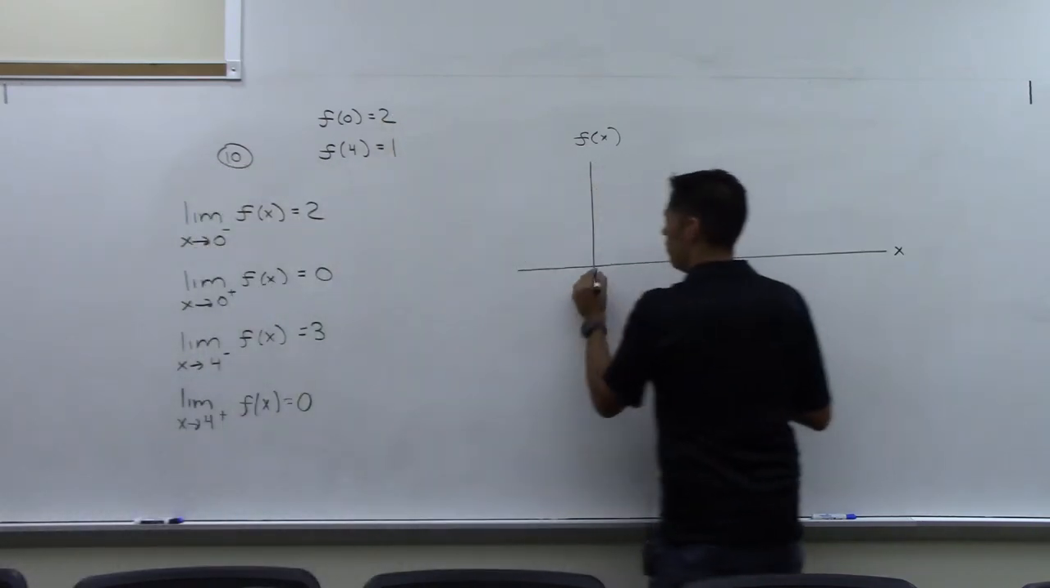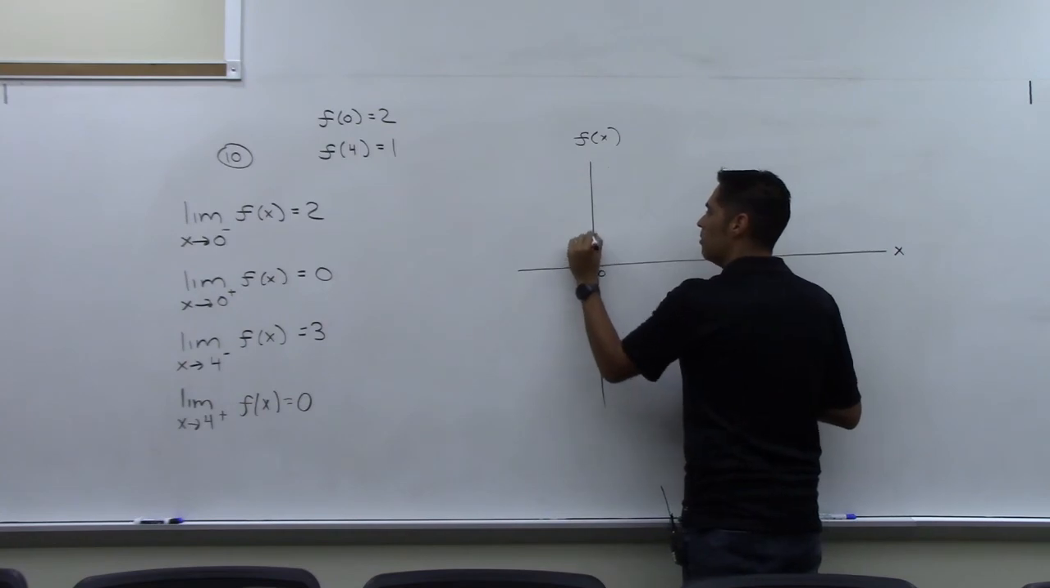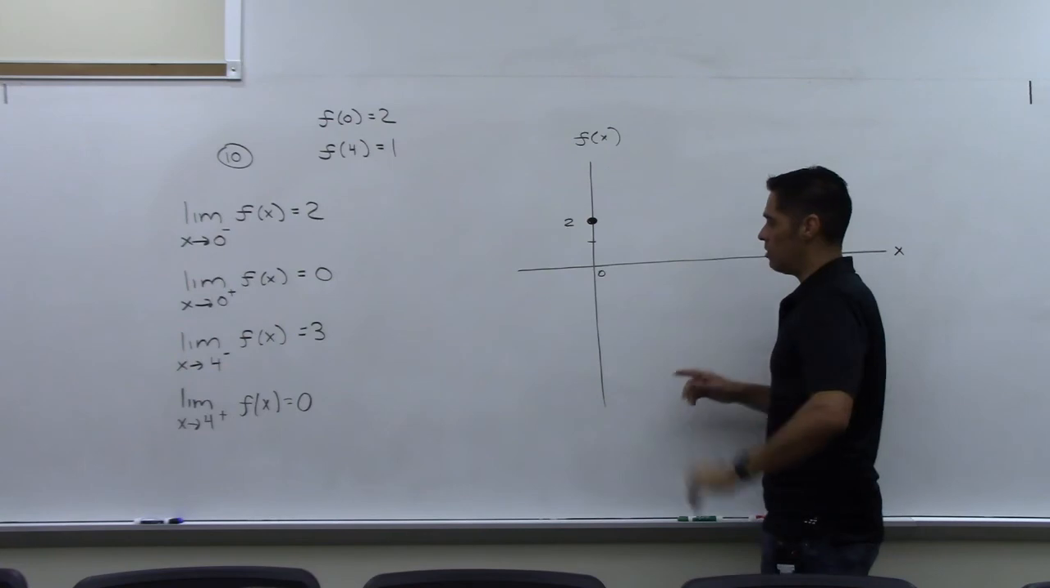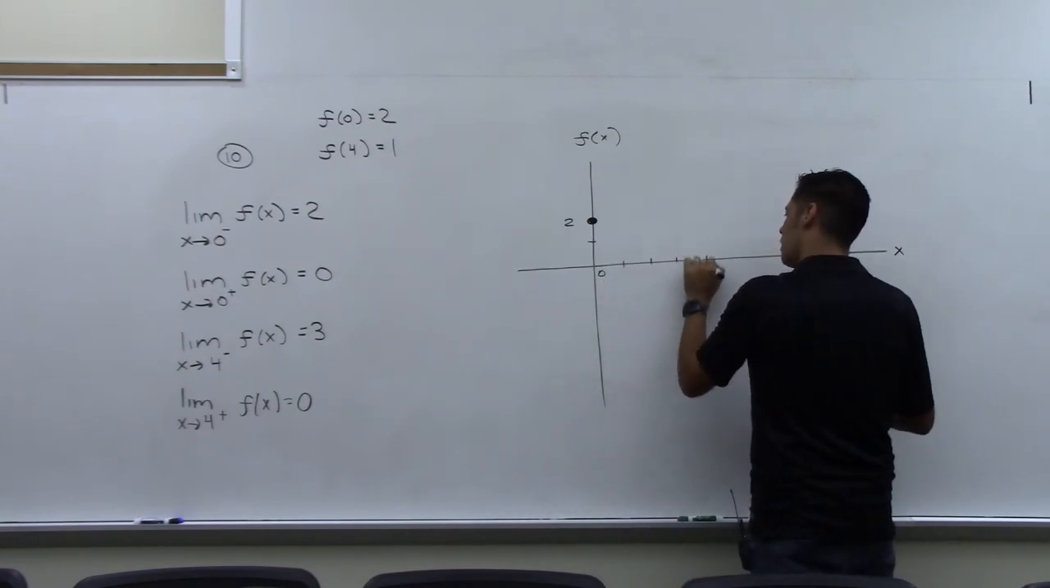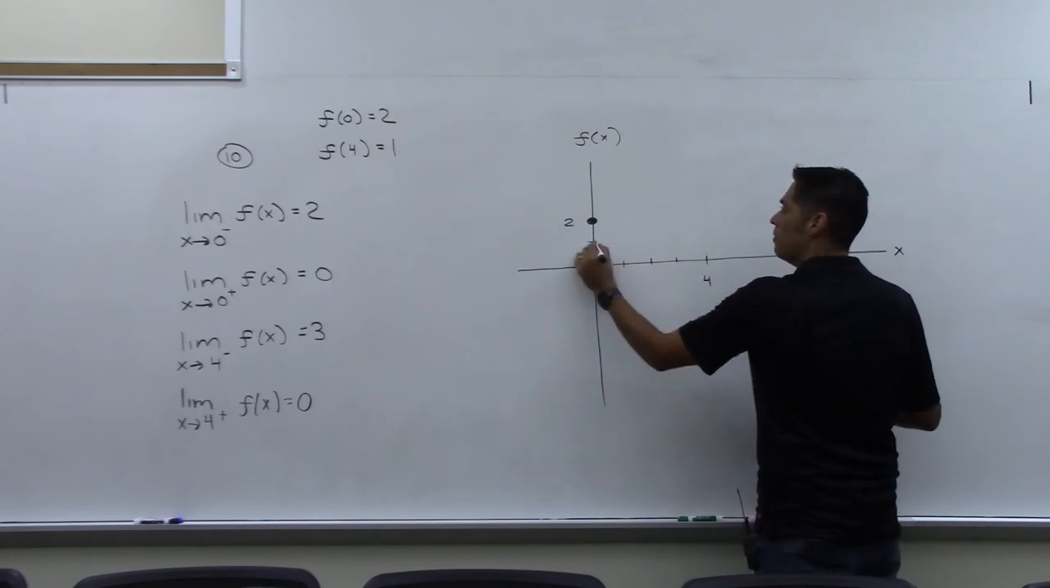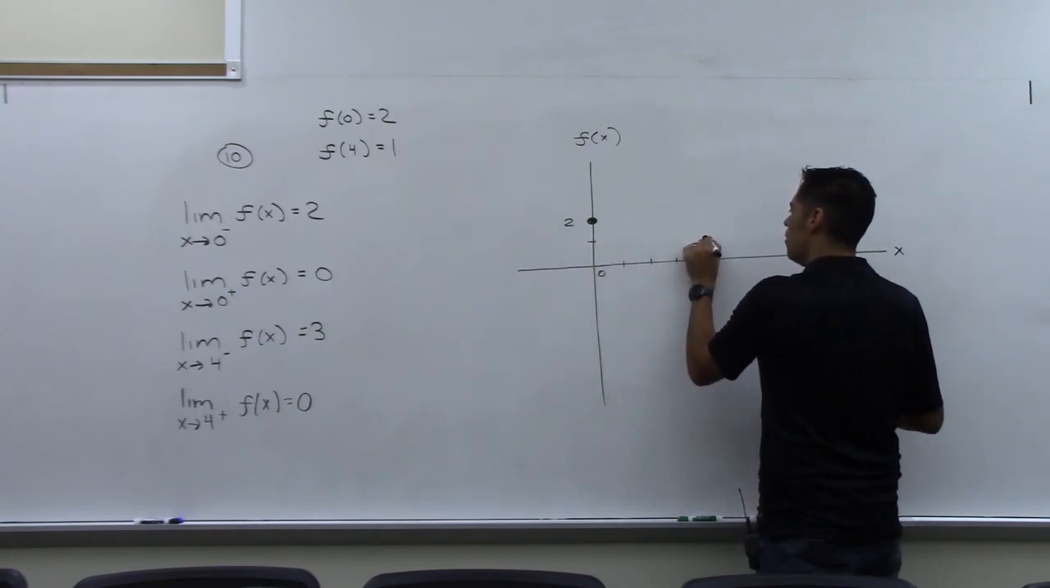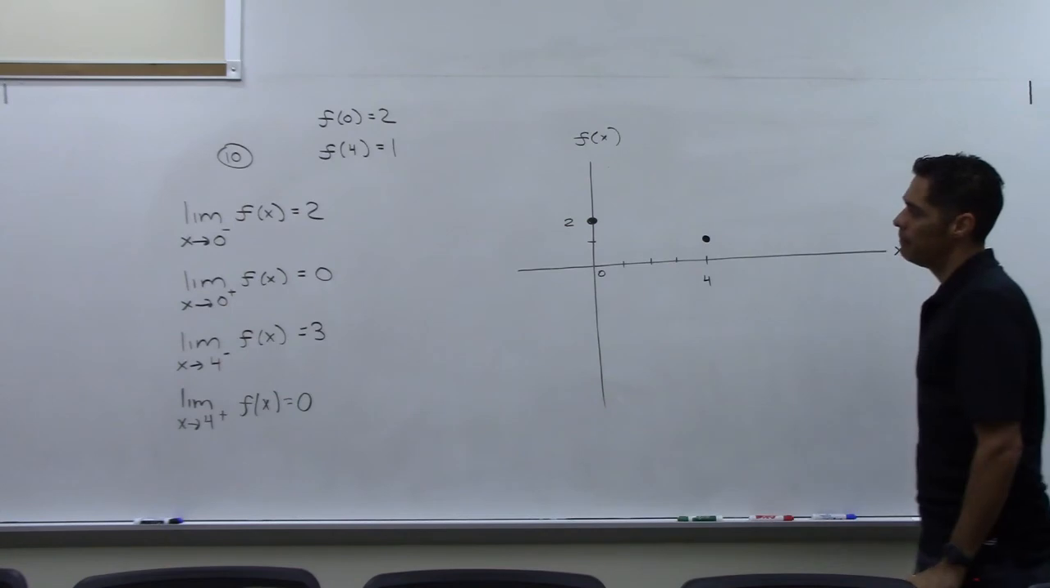So, all right, let me start with these two pieces of information first. What is f of 0? Well, at 0, the function's value should be 2, and I put a dot there. So this is like college algebra. At 4, the function's value should be 1. Okay, those dots are for sure part of my graph.